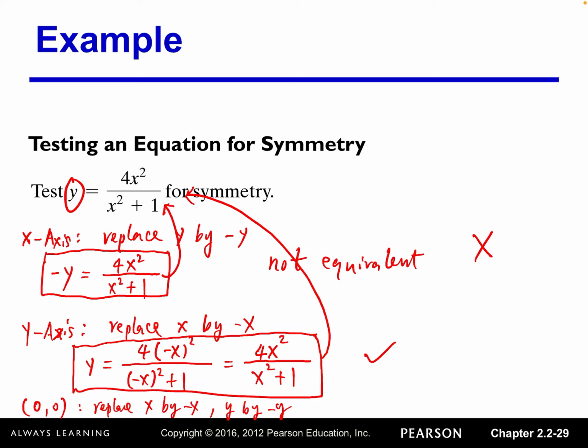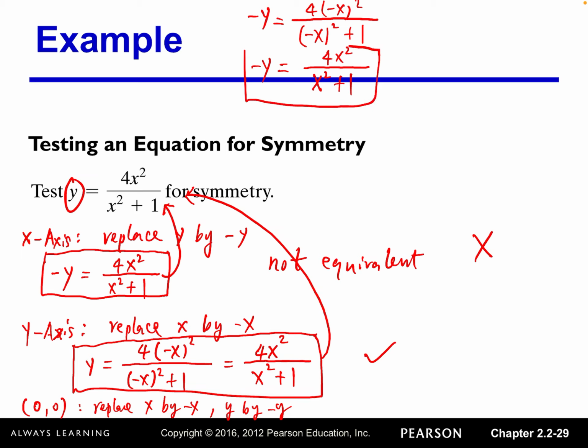Okay, and then plug into the equation. I don't have enough space, so again I move to the top. Replace y by negative y, replace x by negative x, and then simplify. Left-hand side, nothing we can simplify, we just leave negative y. Right-hand side, again, the negative sign after squaring is cancelled, it disappears. So on the right-hand side, we have this.